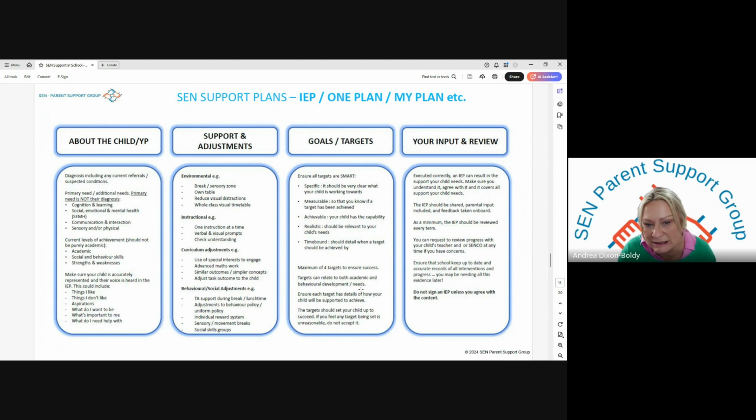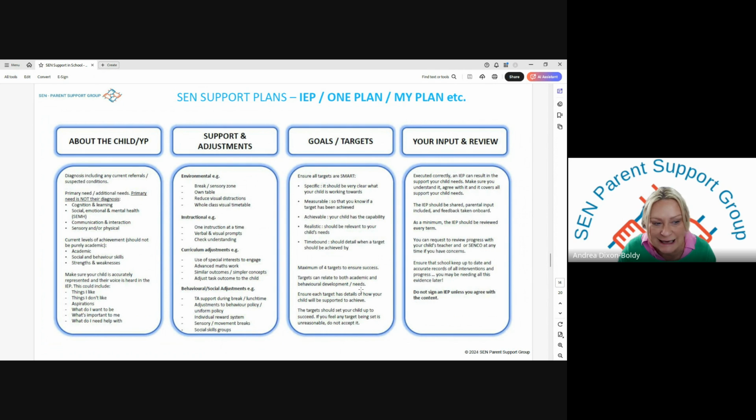For example, ADHD and executive functioning. So the primary area of need is not their diagnosis, but it could be cognition and learning, social, emotional, mental health, communication, interaction, sensory and or physical. Current levels of achievement, it should not be purely academic. So looking at the social and behaviour skills, the strengths and weaknesses.